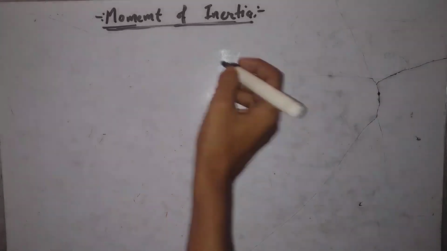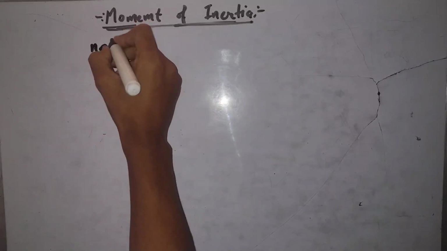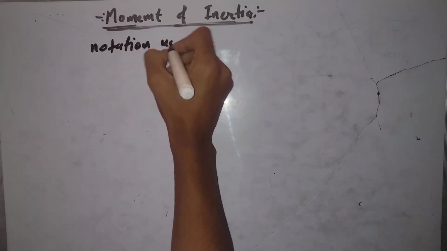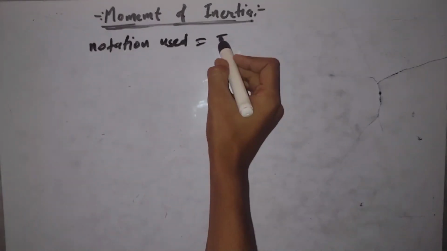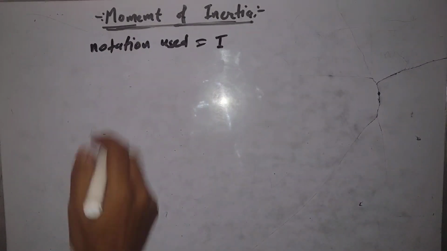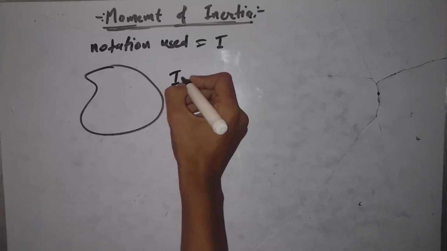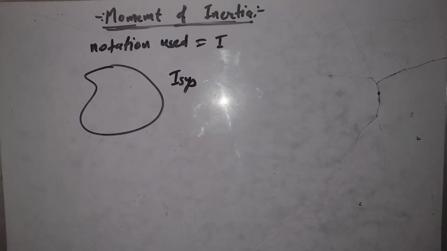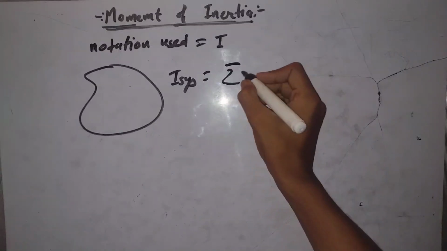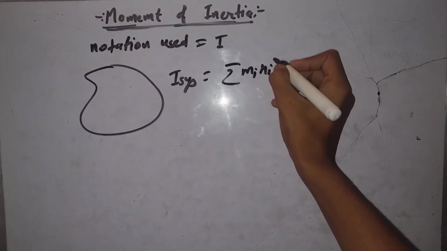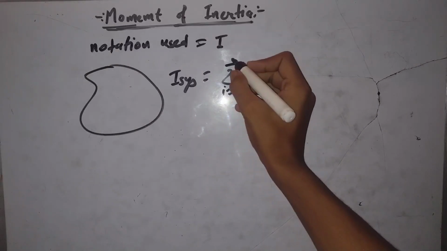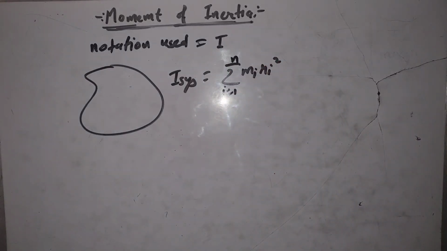Moment of inertia is represented by the notation I. Let's imagine that there is a body which has n particles. The I of the system is defined as this, where r is the distance from the axis. So this is the I of the system. This is the general formula by which you'll find it, but that is the mathematics.